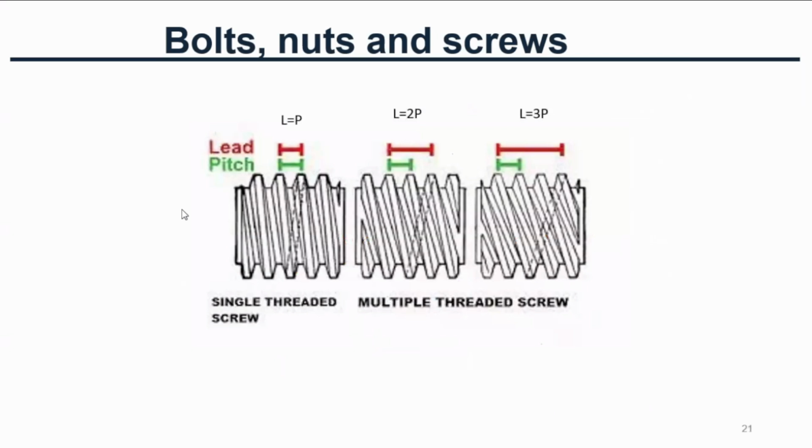So here also you can see pitch and lead. The first one is a single thread, so pitch is equal to lead. The second one is a double threaded screw. The lead should equal the number of threads multiplied by pitch, which is 2P.